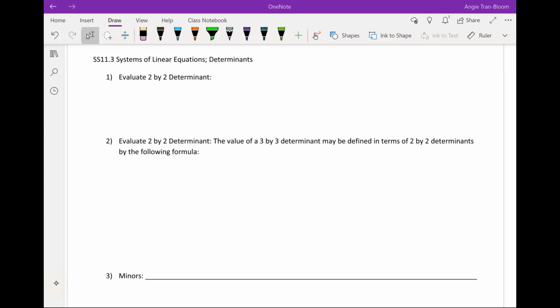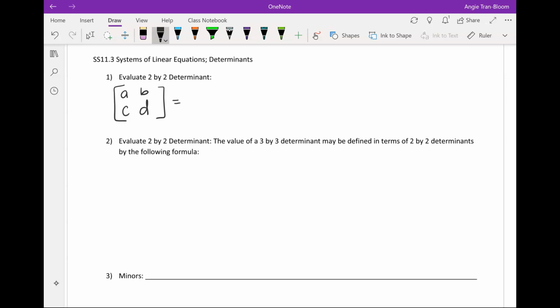Okay, so 11.3, we're going to focus on just the determinants. So evaluate 2 by 2 determinants. I'm going to give you a 2 by 2 matrix. It's going to be A, B, C, and D. Find the determinant.